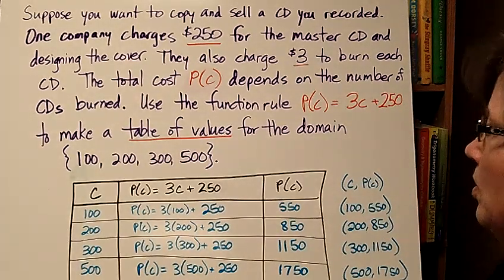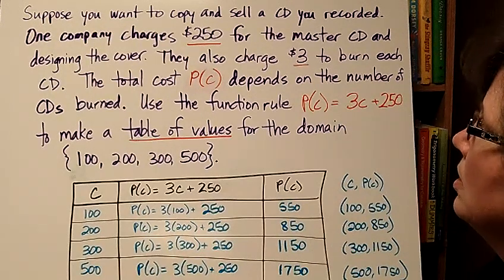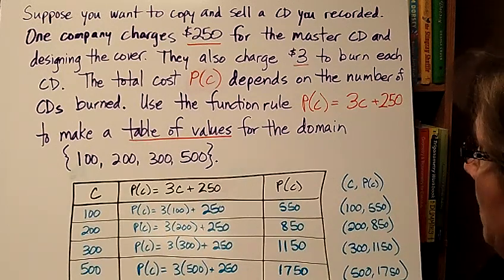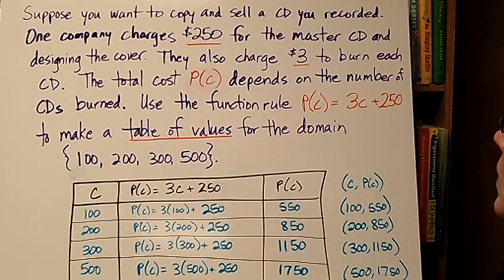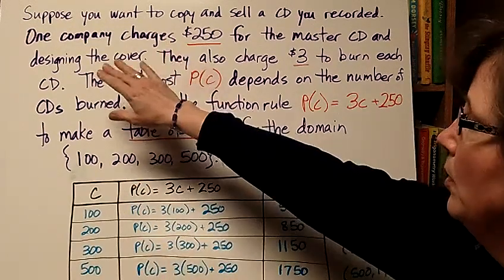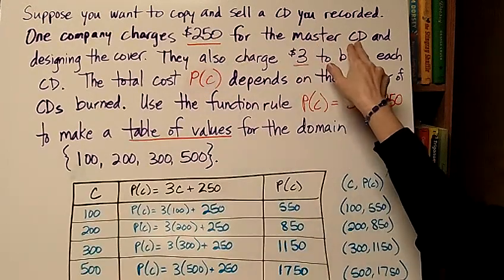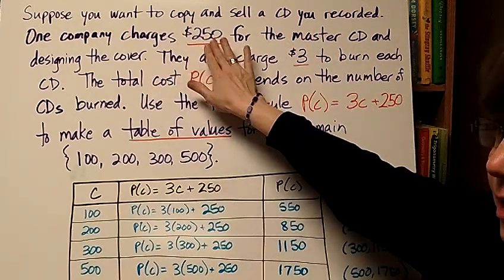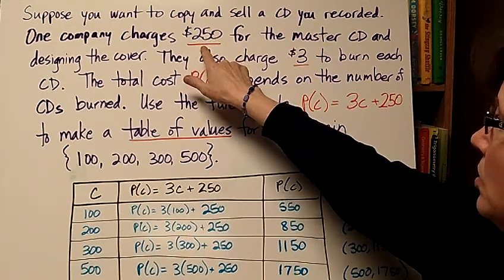Okay, this is a word problem very similar to ones that you see on state tests and other types of tests. So let's break this into smaller pieces so you can begin to see the patterns. Suppose you want to copy and sell a CD you recorded. You've priced them around, and one company charges you $250 for the master CD and designing the cover. So this will be a flat fee. No matter how many you order, it's going to cost you $250.